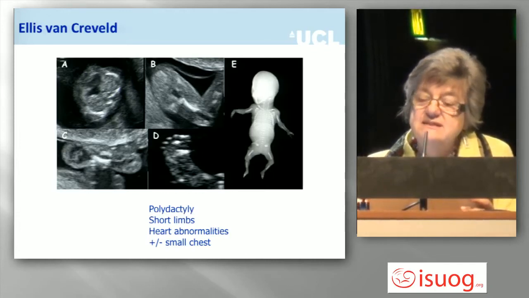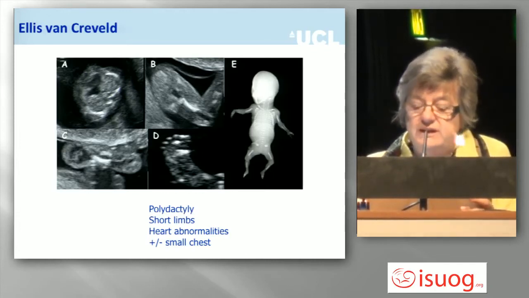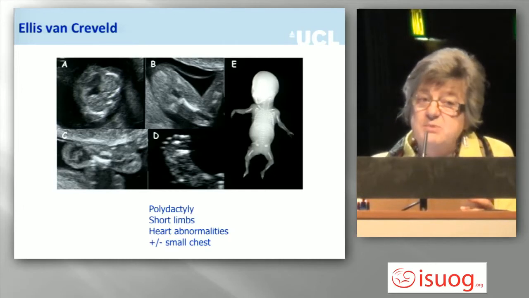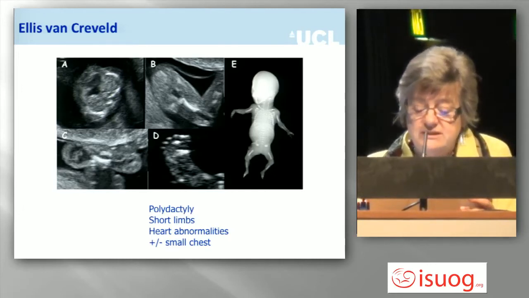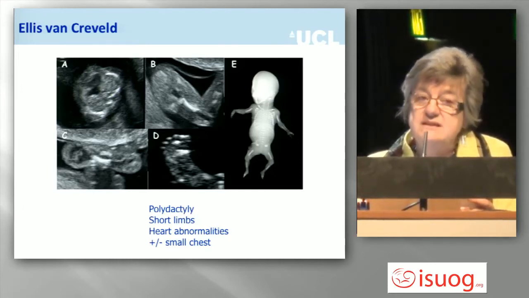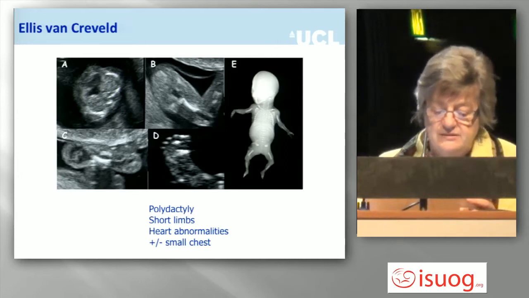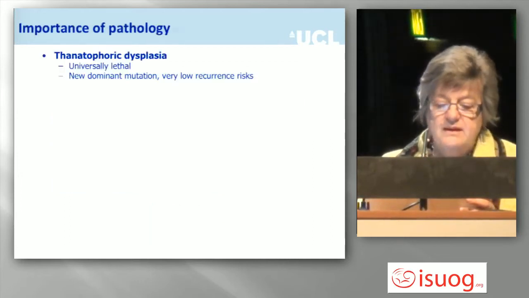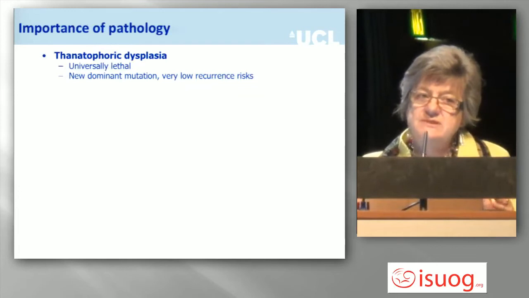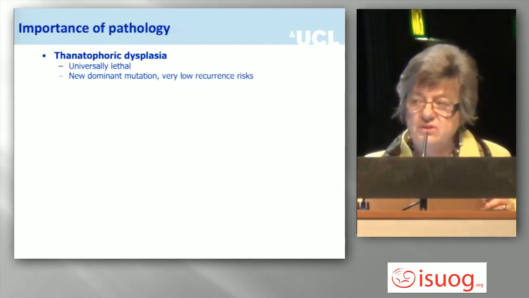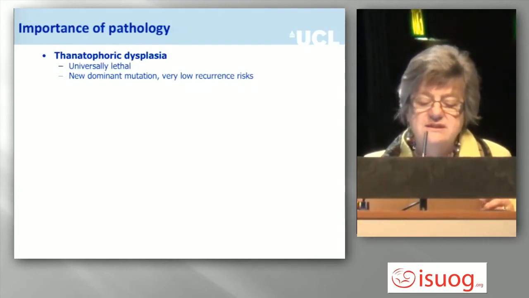Ellis van Creveld, again, is another condition which is not uniformly lethal. And again, it's polydactyly, which might give it away in the first trimester. And then if you look closely, you may see short limbs, and you can sometimes also pick up a heart abnormality. So I'll just emphasize the importance of pathology here, because the recurrence risks are very different for these different conditions.